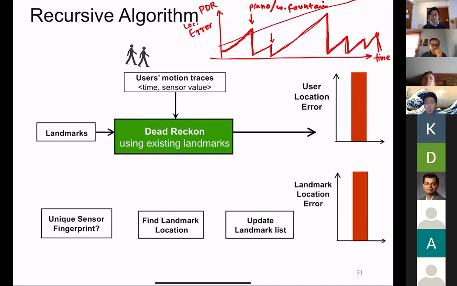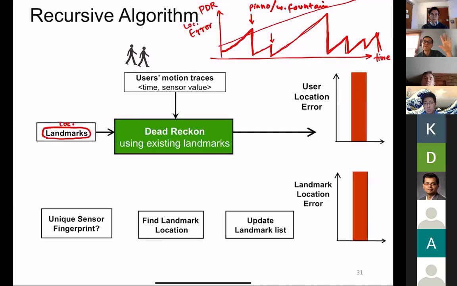Okay, so here is the basic algorithm, the recursive or the iterative unlock algorithm. Imagine you already have the landmarks. Imagine that. Okay, so you already have these landmarks and the locations of these landmarks.